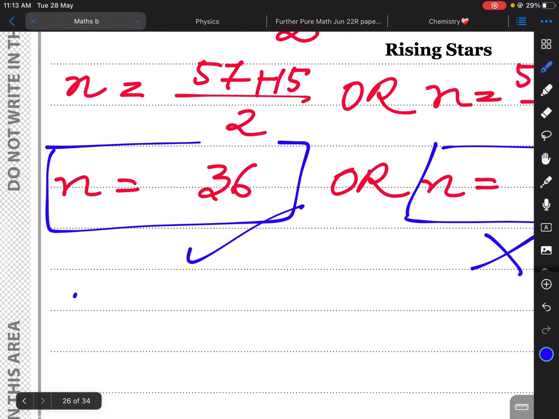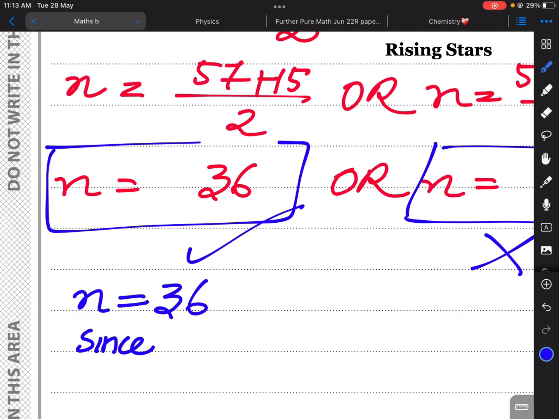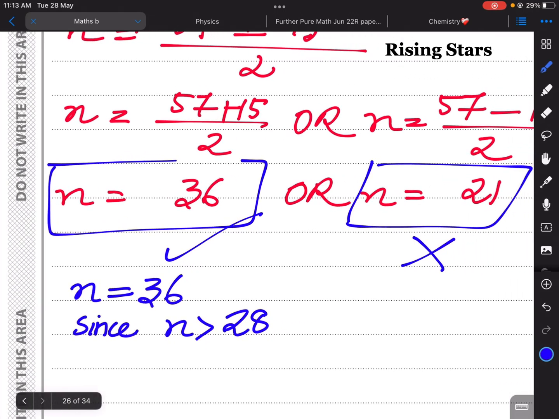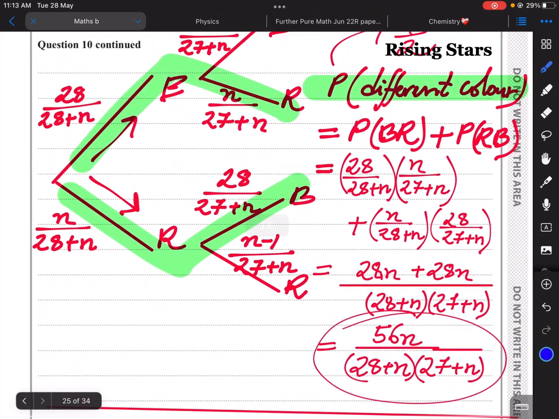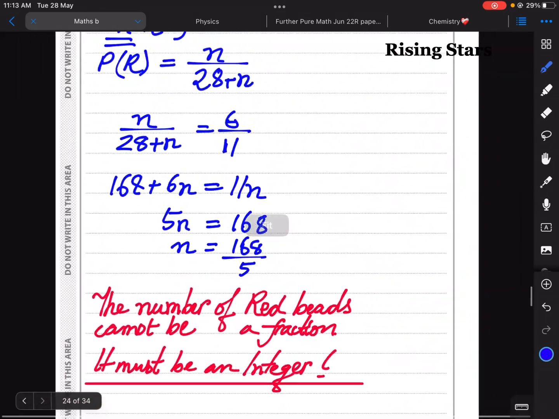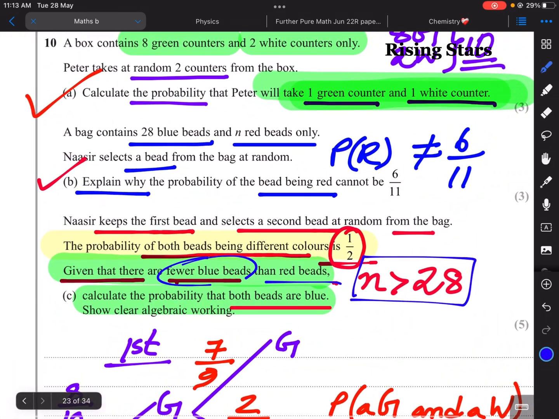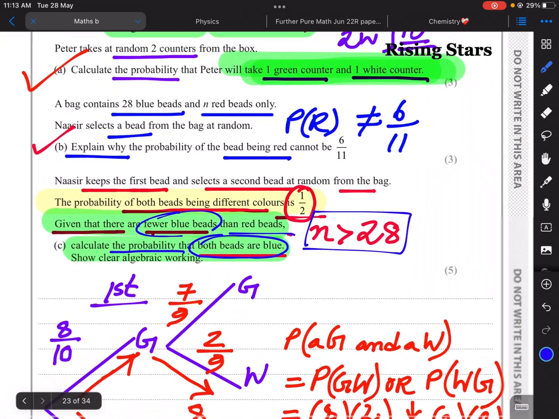So n equals 36, since n must be greater than 28. So this is your answer. But we're not done yet. This is actually not the final answer we were working for. The question was to calculate the probability that both bits are blue. So we have to find the probability of blue. This was the question.